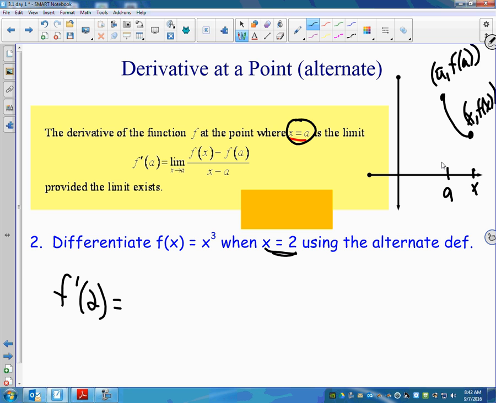The a spot, because it's where x equals a. So this is your a value. This is like your point. So this is your point. You leave x in the problem. So you're going to do f of x minus f of 2 all over x minus 2.